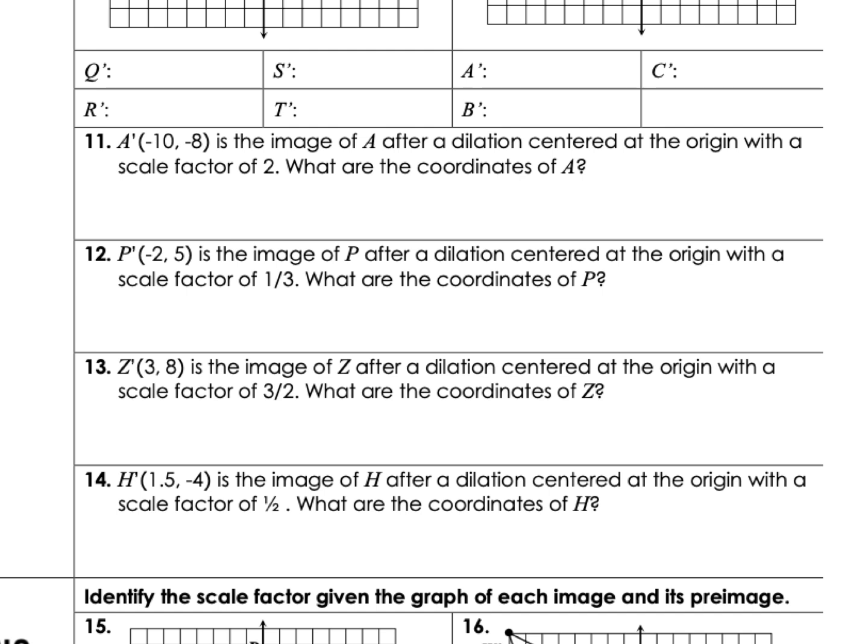All right, number 11. A prime is (-10, -8), and it is the image of A after a dilation centered at the origin with a scale factor of 2. What are the coordinates of A? Now think about it, because I didn't give you A, I gave you A prime. If to go from A to A prime you multiply, then going backwards we're going to divide. (-5, -4).